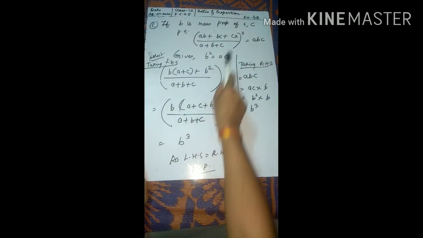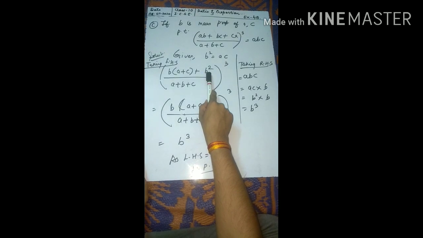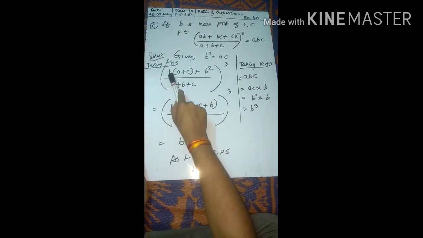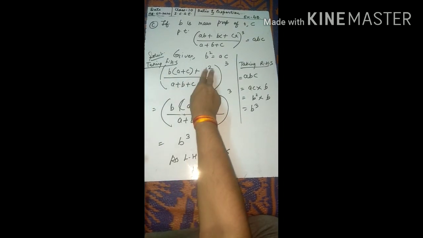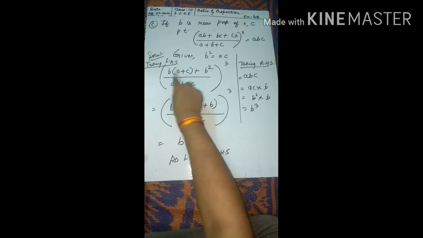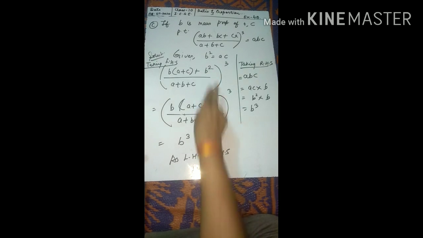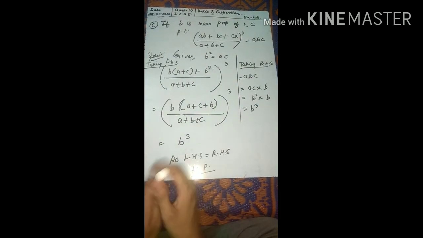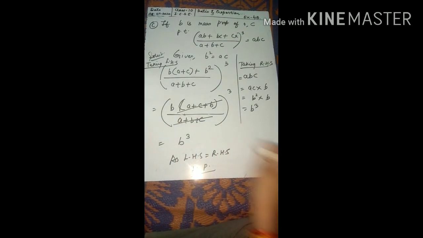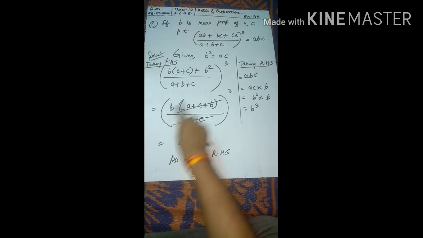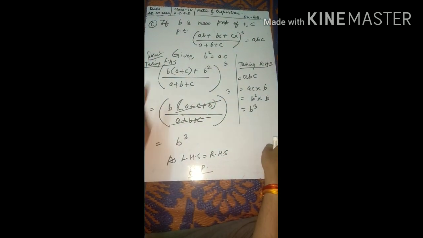We have taken LHS. Here CA or AC, they both are same. I've written B square in place of that, and from these two I've taken B common, so A plus C. Now as you see, this quantity is having B and this quantity is also having B. So from these two I'm taking B common. This A plus C will be as it is, and when B is taken it will be B. And here as you see, this A plus B plus C can be cancelled with this A plus B plus C, and B whole cube will be B cube. This is our LHS, we got B cube.